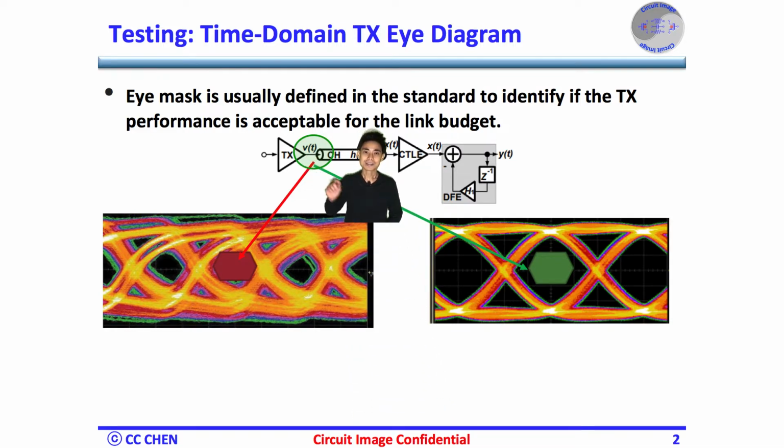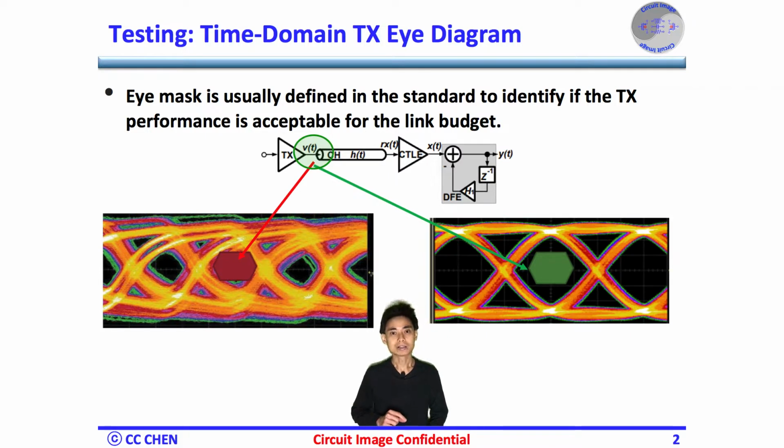As you can see, the eye diagram can be measured through an oscilloscope directly at the TX output, which will show the signal integrity (SI) before a channel. Again, to meet the bit error rate at the target level, the standard will define the eye mask to identify if the TX SI performance is acceptable for the link budget across any third-party SerDes.